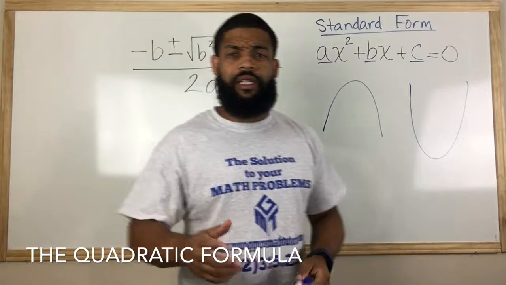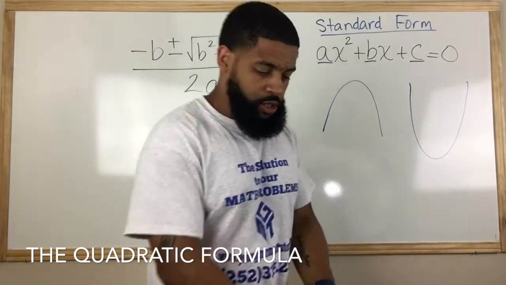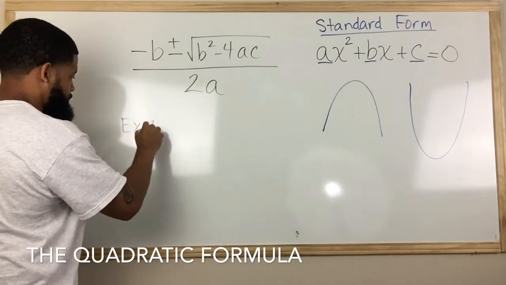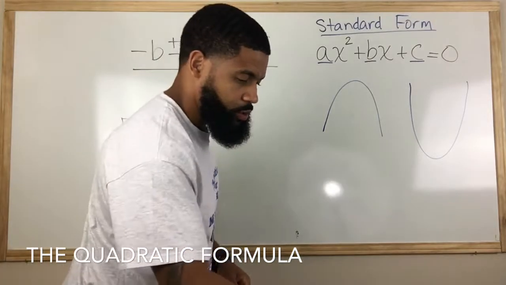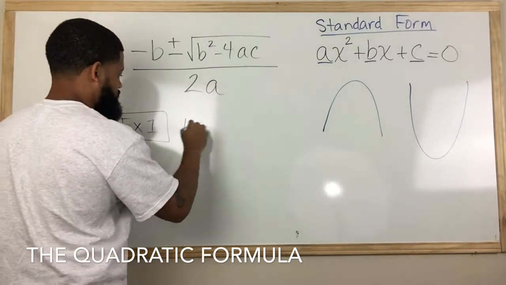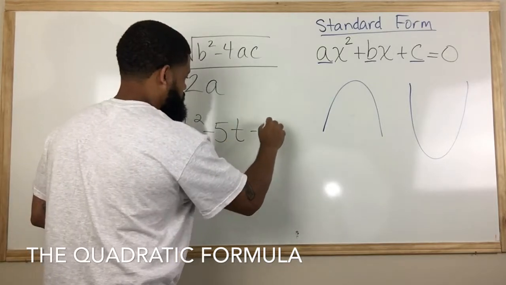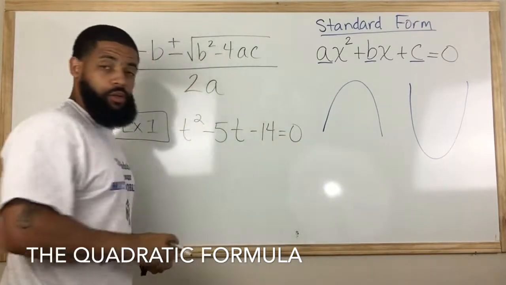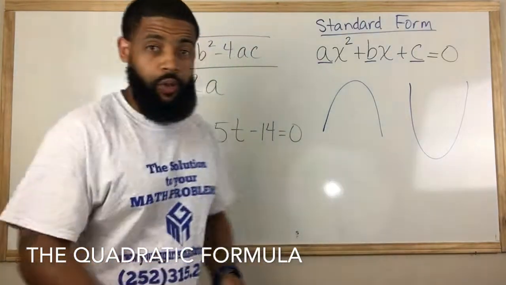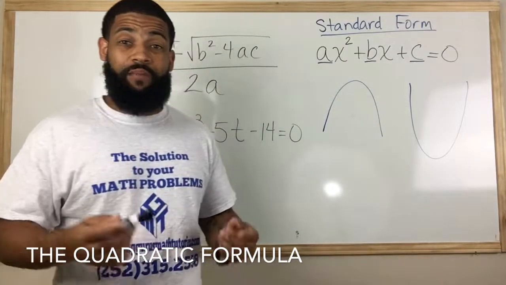So let's go ahead and get directly into an example of how we solve using the quadratic formula. All right, so let's say I have this equation right here. And let's say it tells me we have t squared minus 5t minus 14, and it equals 0. Okay, it must equal 0 in order to solve it because it's an equation. So now what we want to do is we want to establish what a, b, and c is.